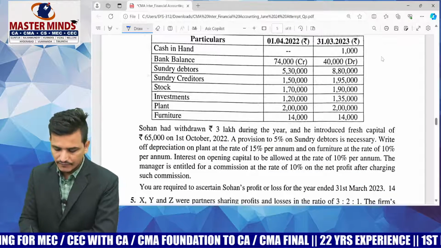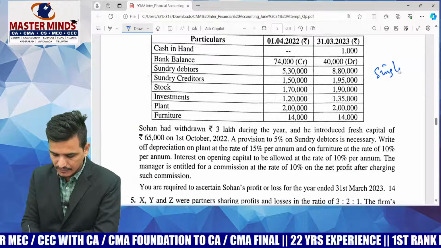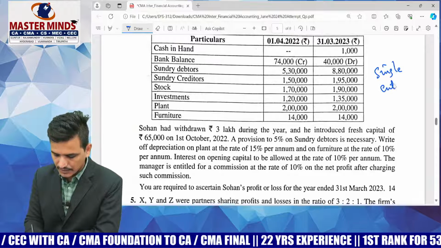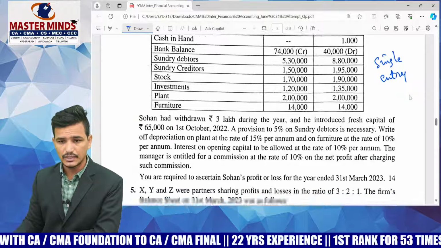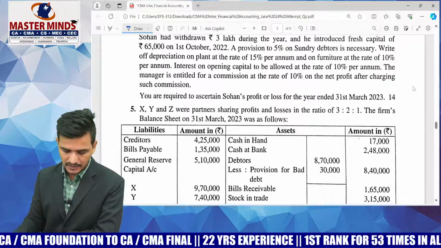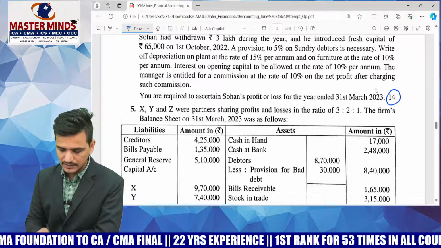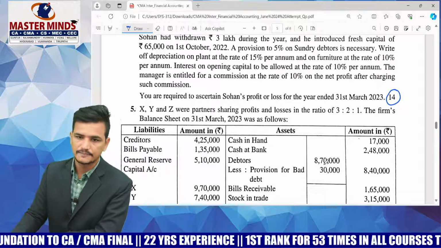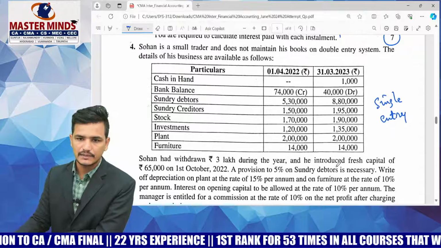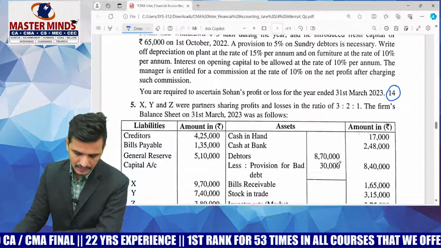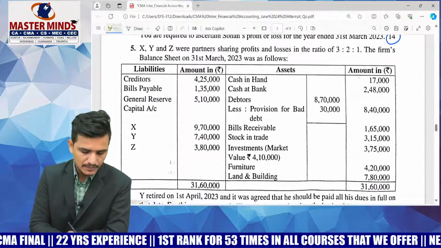So this is a question from single entry, given for 14 marks. Actually, in every attempt they give the question from the single entry chapter based on the conversion method for 14 marks. But this time they have given the question based on the capital comparison method for 14 marks. Okay, and next one, coming to the partnership accounts.